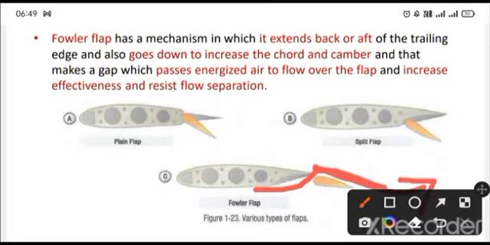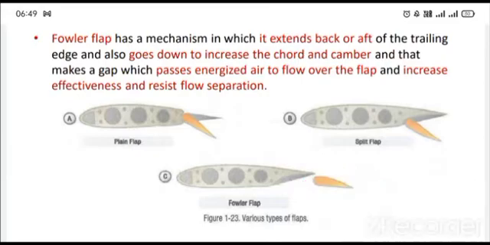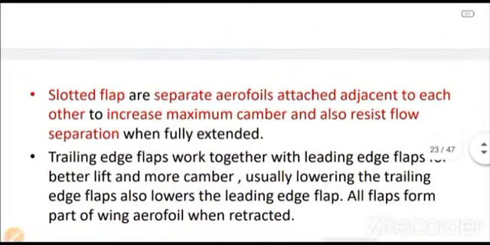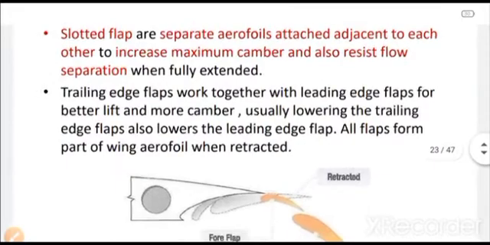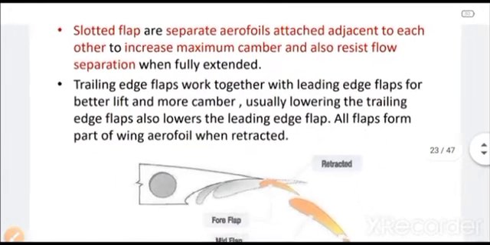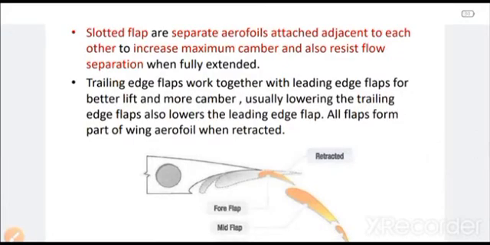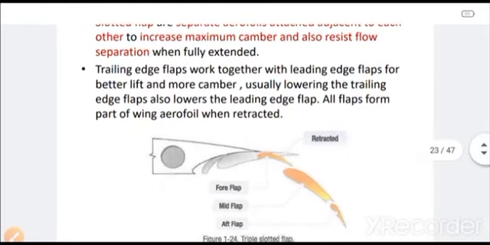Okay, so that basically energizes the boundary layer or the disturbed layer which is on the top surface or the upper surface of the wing, thereby decreasing drag and also increasing lift. Then we have got slotted flaps, which are separate aerofoils attached adjacent to each other, and there may be a number of them, like 3 and even more in some cases if required by the manufacturer, to increase maximum camber and to resist flow separation.